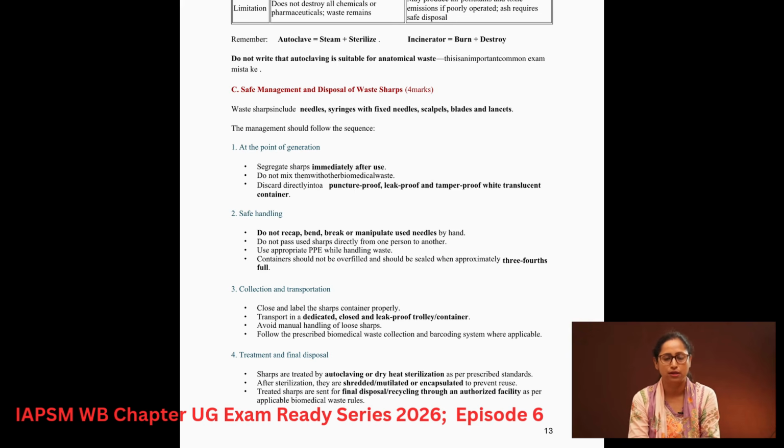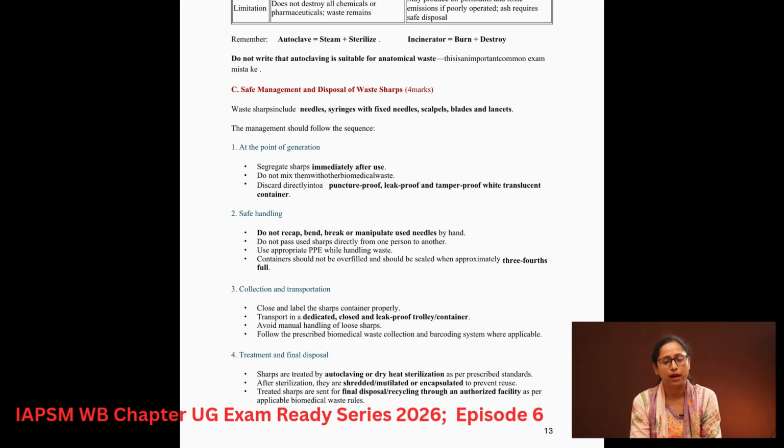Now, coming to the next part of the question, they ask safe management and disposal of waste sharps carrying 4 marks. Now, what are the waste sharps? Those include needles, syringes with fixed needles, scalpel, blades and lancets. The management should follow the sequence. Number 1 at the point of generation, number 2 safe handling, number 3 collection and transportation, number 4 treatment and final disposal, and number 5 occupational safety.